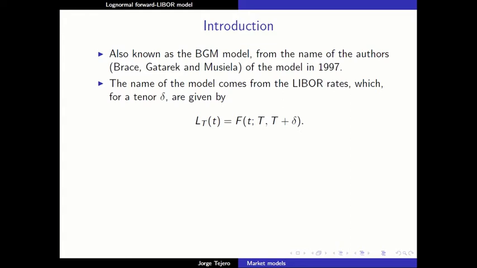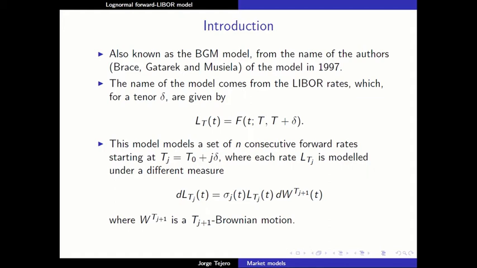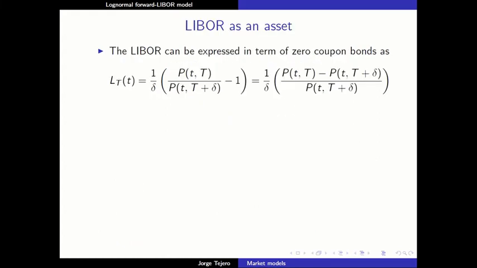LIBOR rates with tenor delta are interest rates in simple compounding for the period going from capital T to capital T plus delta. The LIBOR market model considers the evolution of several forward rates with a common tenor. Each of these forward rates is modeled under a different probability measure. Afterwards, the evolution of all of the forward rates is rewritten in terms of a common T-forward measure.